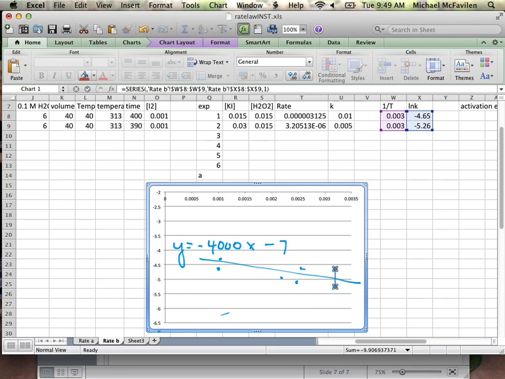Okay. Why should it be a negative slope? Because according to our equation, m equals, in this case, negative 4,000, which equals negative activation energy over R. What's the sign on R? Positive or negative? Positive. If we get a positive slope, what does that mean our activation energy is?